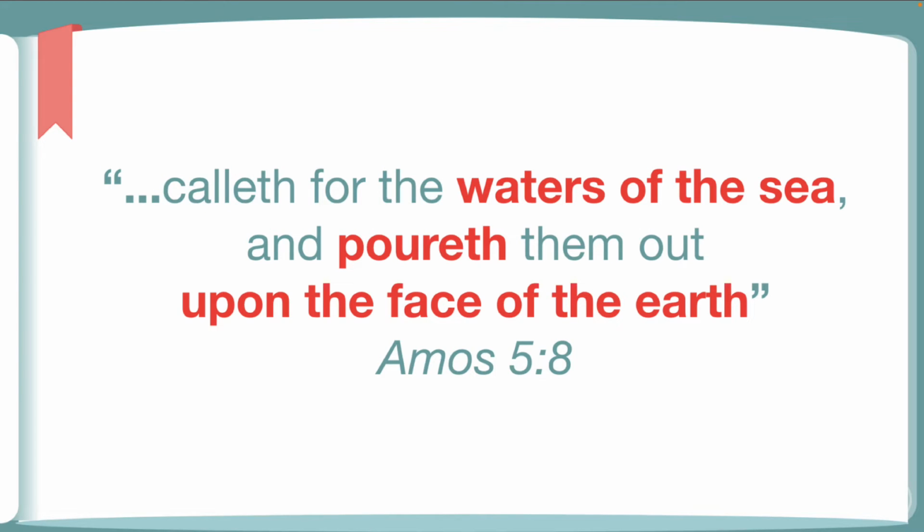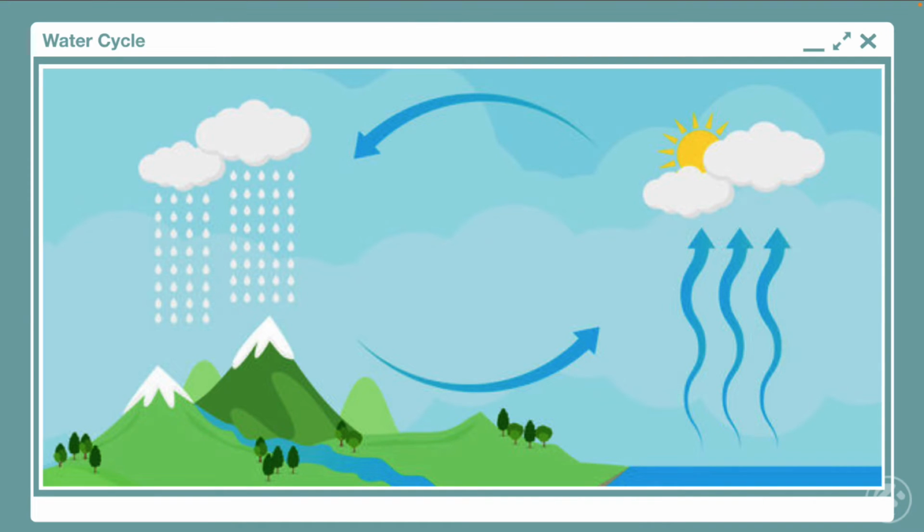So in addition to proving that it's historically accurate, I want to just throw one more point out there. It's actually scientifically accurate, and this is interesting. The Bible, even before modern science understood what evaporation and condensation was, spelled out how the waters of the sea were poured out on the face of the earth. In Amos 5:8, it really talks about the whole water cycle.